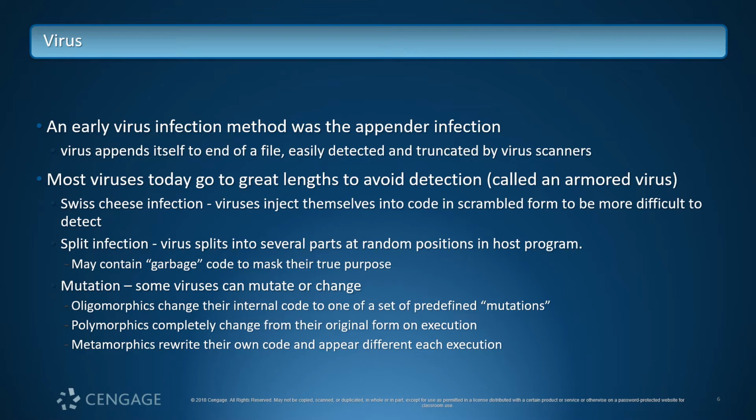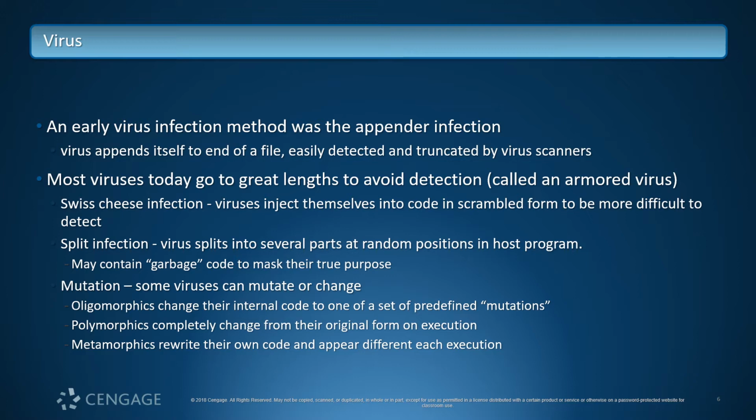This is where a virus is going to split itself into scrambled pieces in order to be more difficult to detect. It'll follow no seeming pattern in order to inject itself at different sections of the infected code. Split infection is where it will split itself into several parts at random positions. This is kind of close to Swiss cheese, but the main difference is there is also garbage code that's included to mask the purpose.